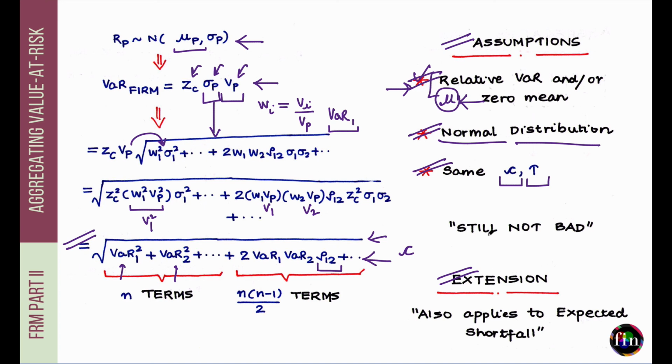So this short video basically helped us take a look at how we get to the formula which aggregates a number of VaRs together to arrive at the firm-wide VaR. And most importantly, we took a look at what assumptions need to be satisfied for this formula to hold exactly true.